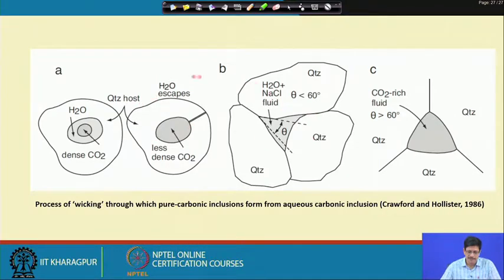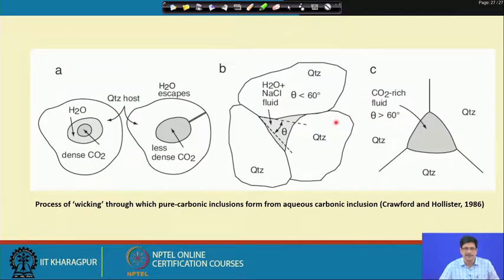This is a rough sketch to explain the situation: if this is an aqueous carbonic inclusion which is entrapped in the grain interior, a dense aqueous carbonic inclusion, this is the quartz host. So, this water escapes from the original aqueous carbonic inclusion, and finally the water, which has got an acute angle represented as theta here, is later entrapped separately, whereas the carbon dioxide has got a contact angle of greater than 60 degrees.